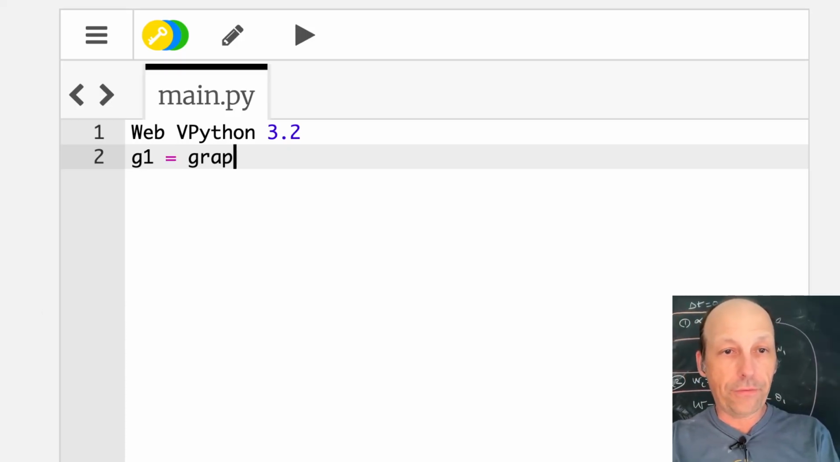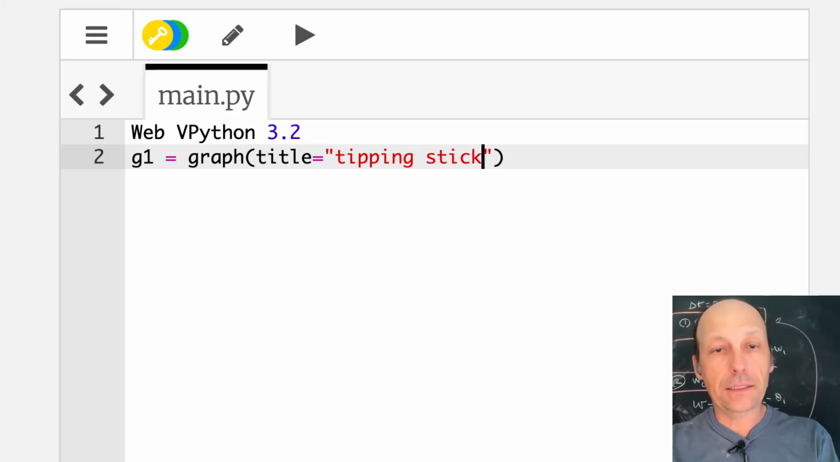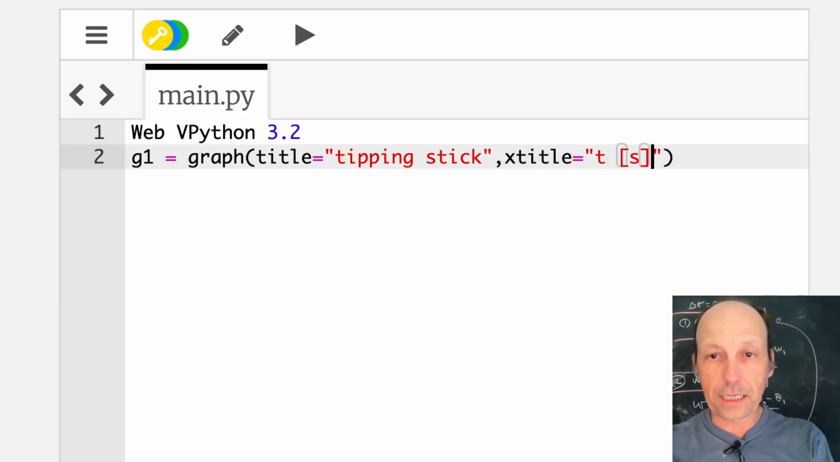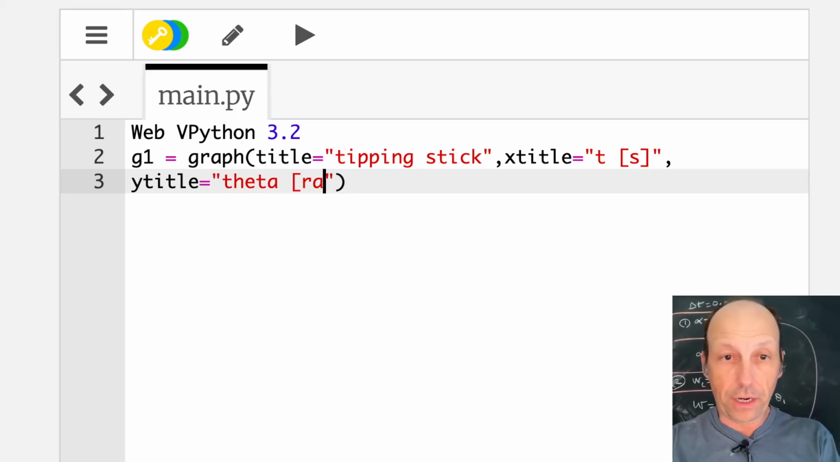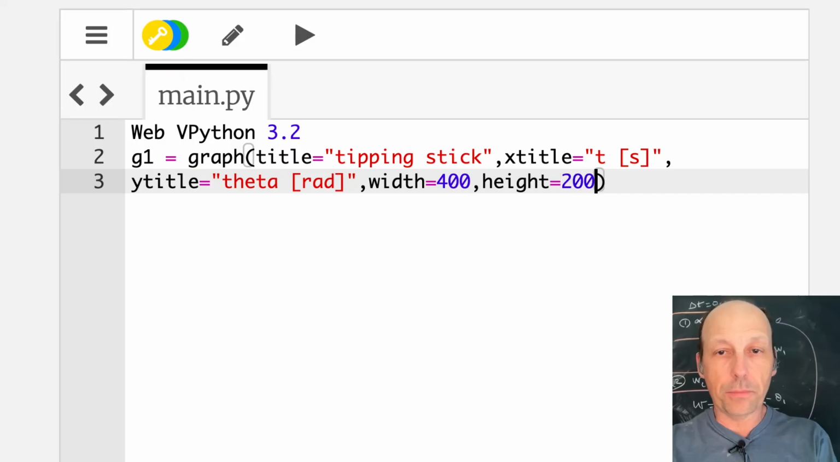g1 equals graph, title equals tipping stick. xtitle equals time, I'll just put t in seconds. Wrap it around. You can wrap a line if you haven't seen that before. ytitle equals theta in radians. And then I'm always going to have to make it a smaller graph. So width is 400 pixels. Height is 200, but you don't have to do any of that stuff. I just want to make it look nice.